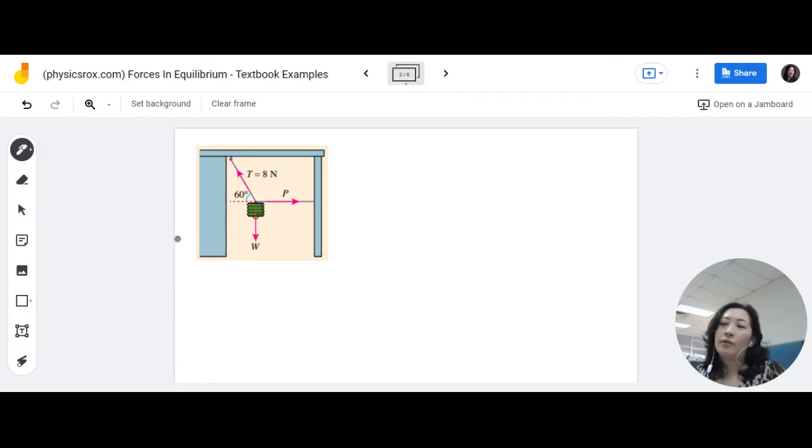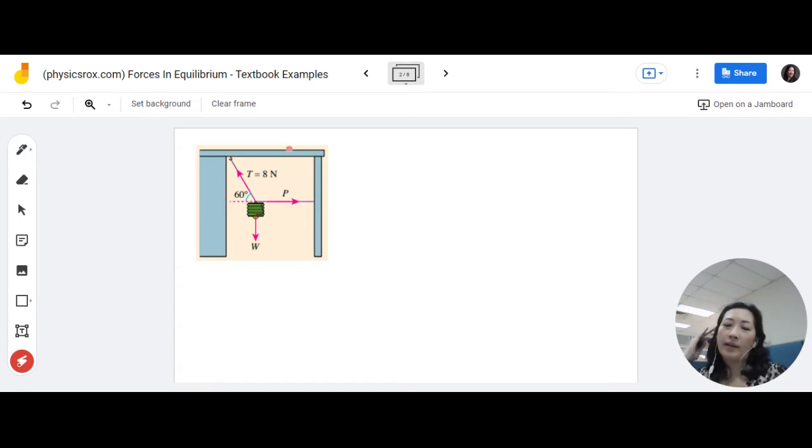So we are given T. We need to find the values of P and W. Again, I'm not following the questions in the examples. We're going to look at how to solve the values of P and W, which are unknown. There are actually two methods which we can use to solve this, and I'll go through both. But before we go into that, let me explain a little bit about the concept of forces in equilibrium.